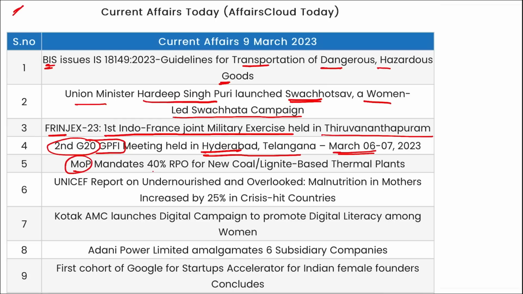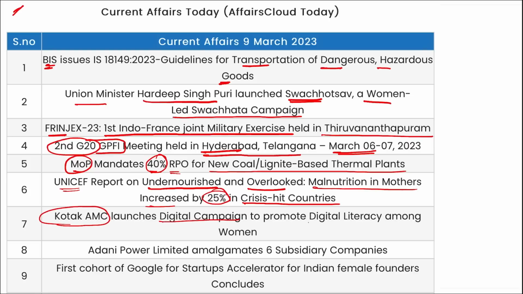Ministry of Power has mandated 40% RPO for new coal lignite based thermal plants. UNICEF has reported that undernourished and overlooked malnutrition in mothers increased by 25% in the crisis hit countries. Kotak AMC has launched a digital campaign to promote digital literacy among women. Adani Power Limited amalgamated 6 subsidiary companies. The first cohort of Google for Startup Accelerator for Indian female founders concluded.